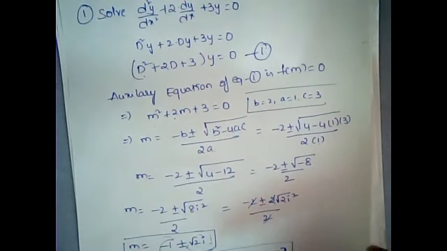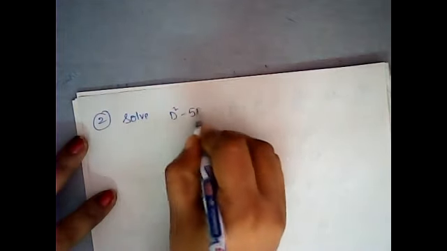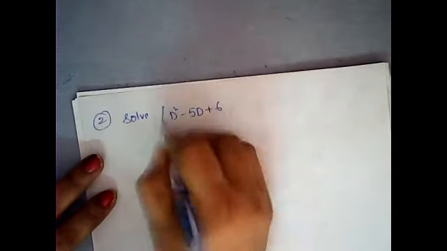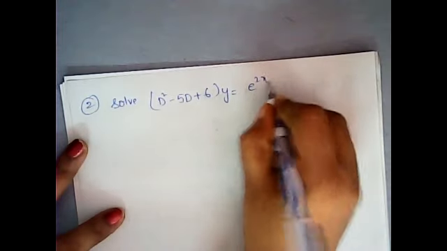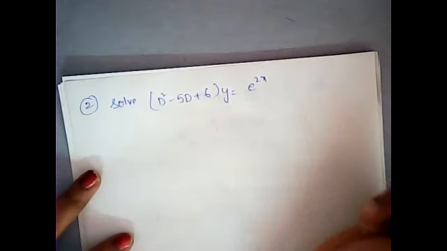Now suppose the q of x is given to us. In this q of x also we have some models, some methods. Let me go with those methods also. Suppose the equation is given to me in this way: solve d square minus 5d plus 6, whole into y is equal to e power 2x.